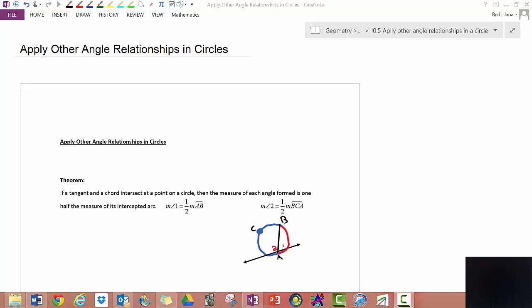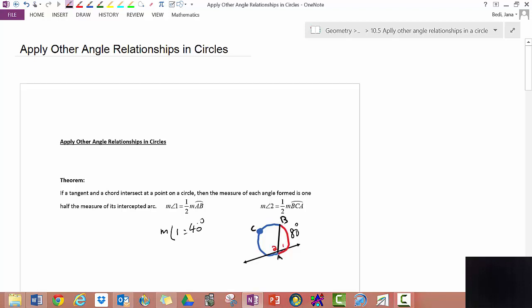Now we examine some other angle relationships in circles. So in this diagram here, if you have a tangent and a chord that intersect at a point on a circle, and the point here is A, then the measure of each angle formed is 1/2 the measure of its intercepted arc. So the measure of angle 1 is half the measure of arc AB. Let's say the measure of arc AB is 80 degrees. Then the measure of angle 1 is 40 degrees.